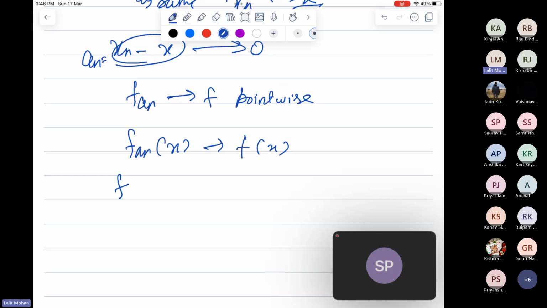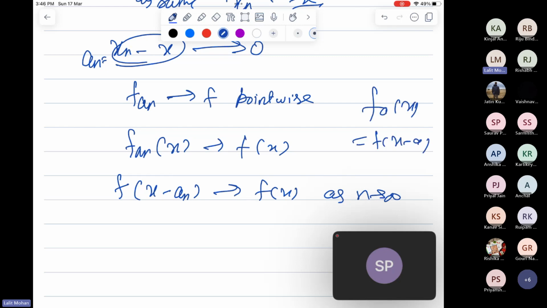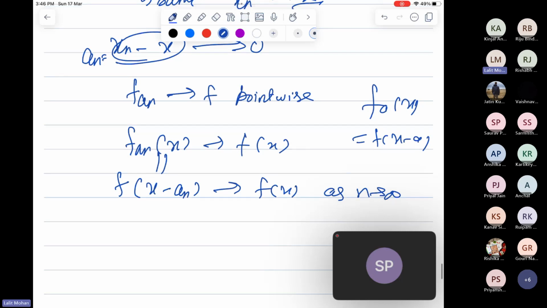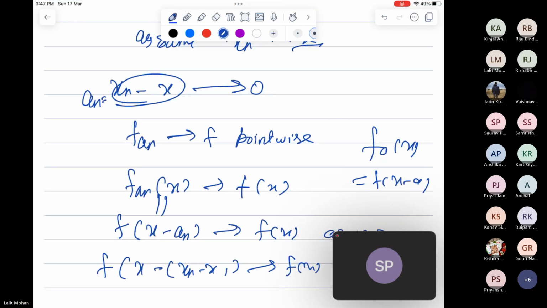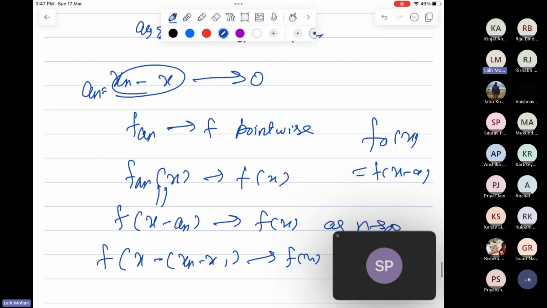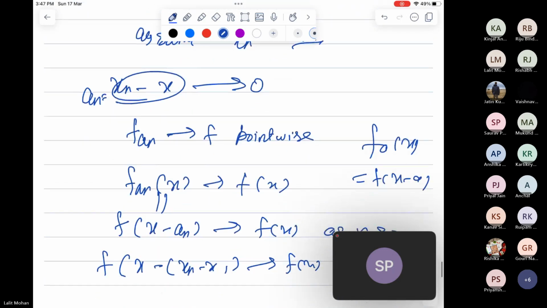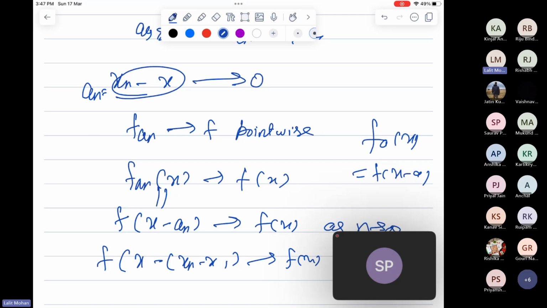Just tell me what is this value. Because we know that f of an of x equals f of x minus an, I just substitute this value. What is your an? Xn minus x. This x will cancel out. I think there is some mistake. Let me see the definition. I think we need x minus xn. I think we can do even this, this will work.